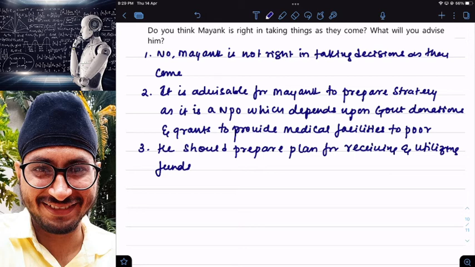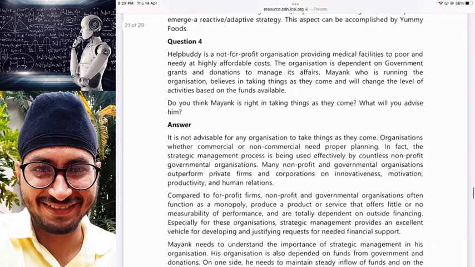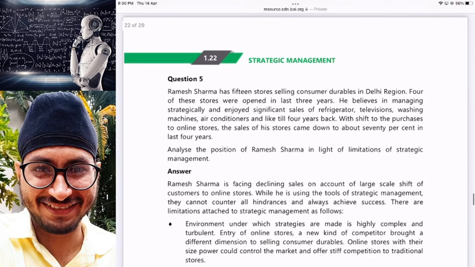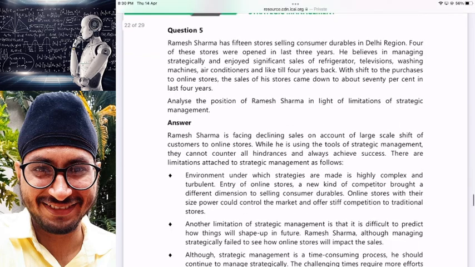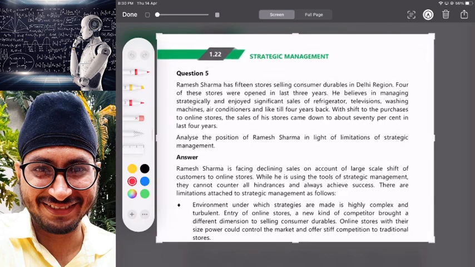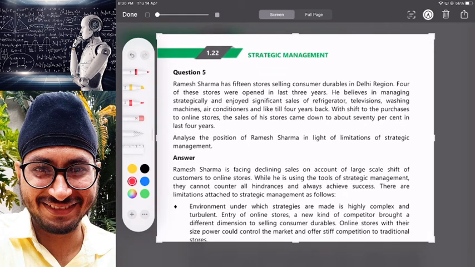Now let us see the next question, what they are asking. Question number 4 done. Question number 5, Ramesh Sharma. Now listen very carefully. Again an important one. I'll take a screenshot and attach to our file. Ramesh Sharma has 15 stores selling consumer durables in Delhi region.